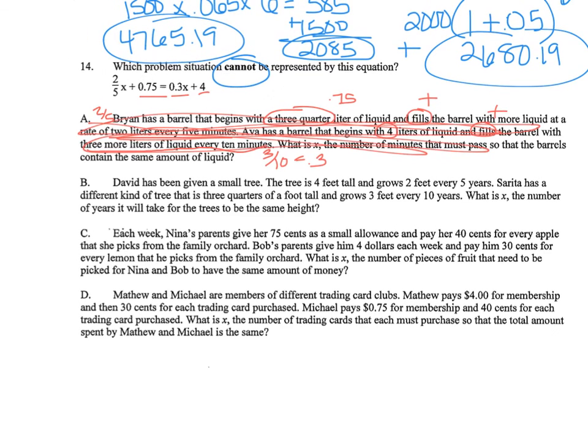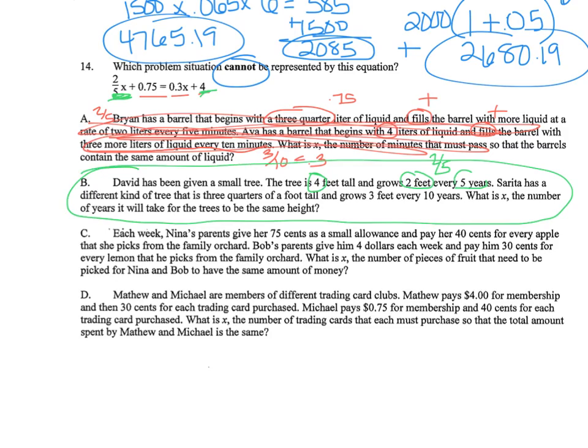So B, David has been given a small tree. The tree is 4 feet tall. Okay, so we have 4, and grows 2 feet every 5 years, which would look like this, which is on the opposite side, which means this one is going to be our answer because we were looking for one that was wrong.